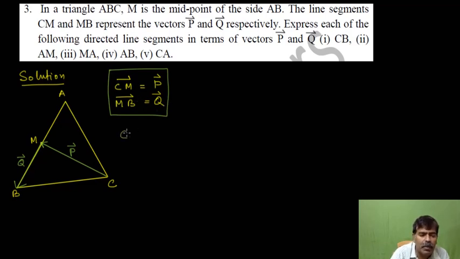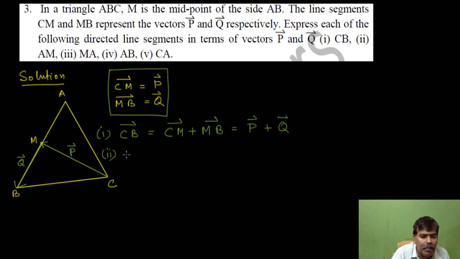So what does CB mean? CB, you can write it like this, that's CM plus MB, right? So what's CM? That's P, and what's MB? That's Q. Okay, so this is 1.